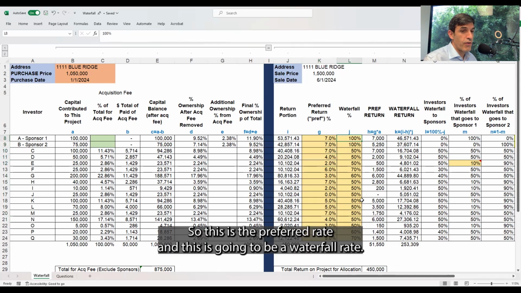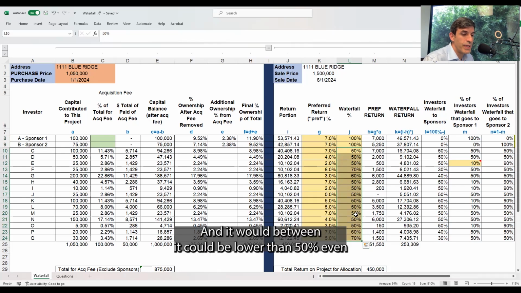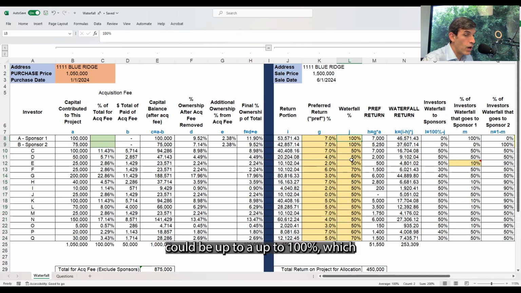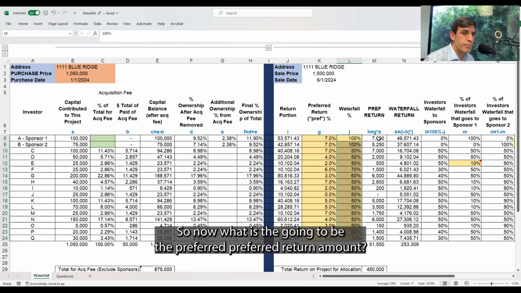And then there's going to be a waterfall rate. The waterfall rate also is going to have some negotiations involved, and it could be lower than 50% even, could be up to 100%, which typically is reserved for the sponsors, at least in this case over here. So then what is going to be the preferred return amount?